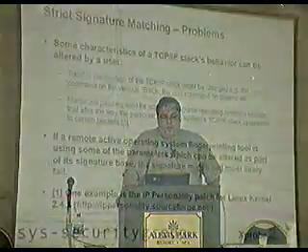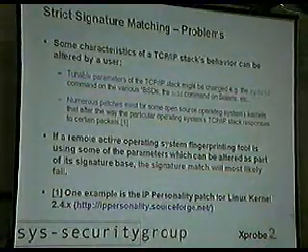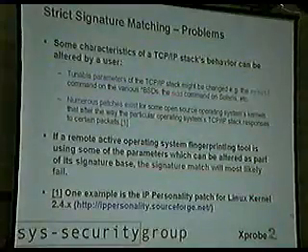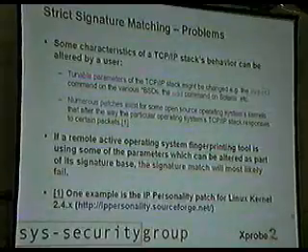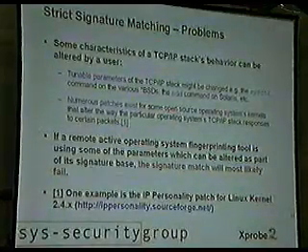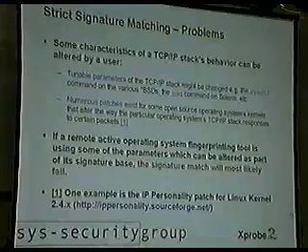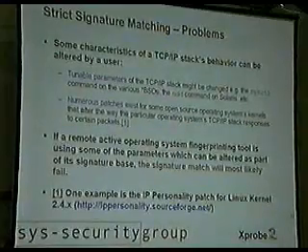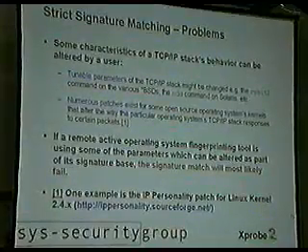Some characteristics of the TCP/IP stack might be altered by a user. I can name, for example, the sysctl command on the BSDs, the NDD on Solaris, and so on. There are also a number of kernel patches that are open sourced, like the IP personality patch for Linux kernels, that will alter the behavior of the TCP stack of your system. If again, a remote active operating system fingerprinting tool relies on getting some answers and looking at those particular fields that were altered by those tools or by those tunable kernel parameters, our strict signature matching will fail.